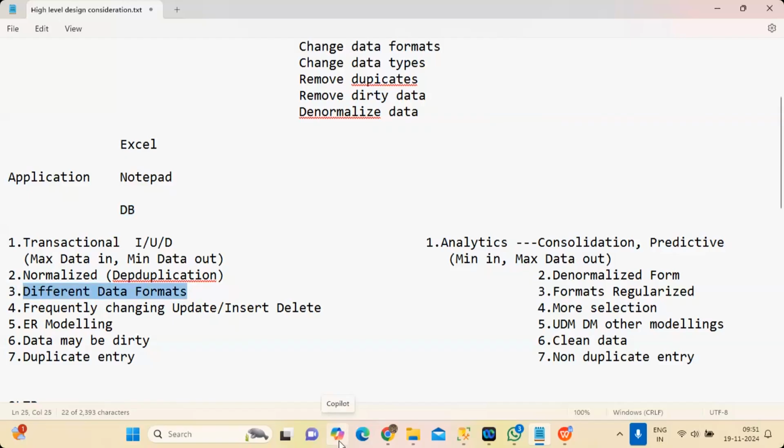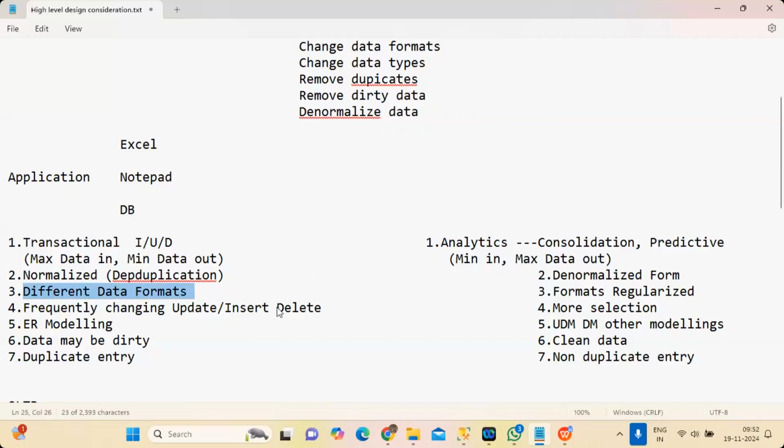Even take, for example, elections. Whenever an election happens, the data is stored in the e-voting machine itself. Similarly, storage is done somewhere before we move the data to the final storage. So it is getting stored in Excel, Notepad, or some database. So there will be different formats.